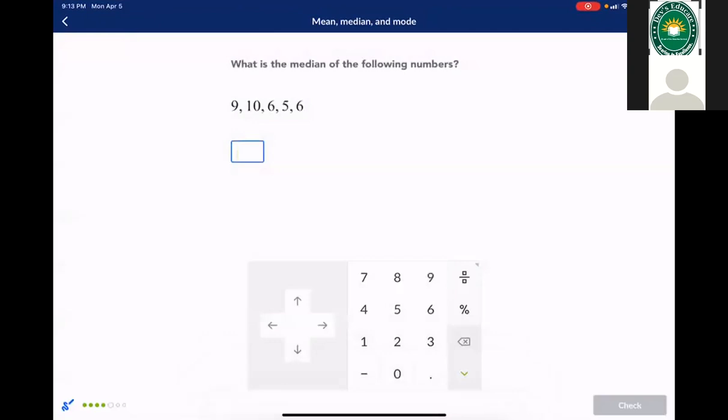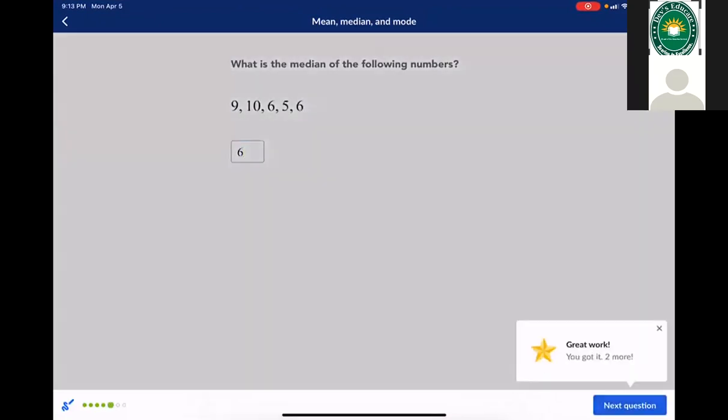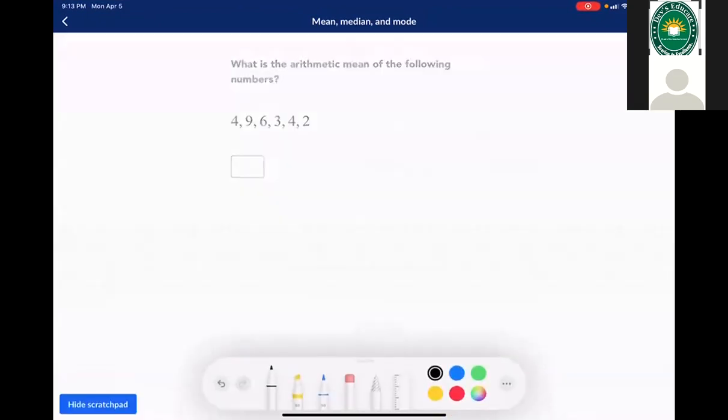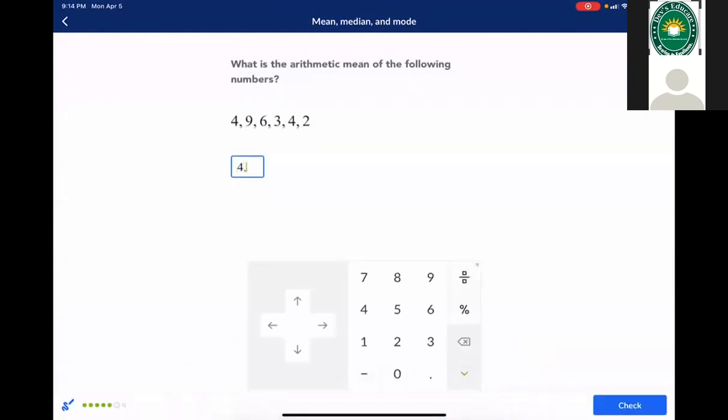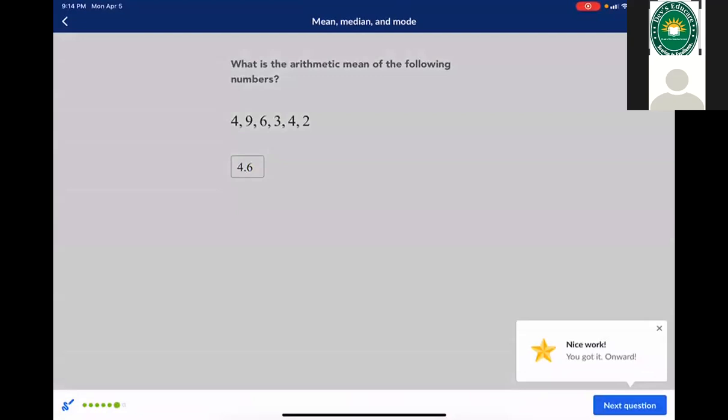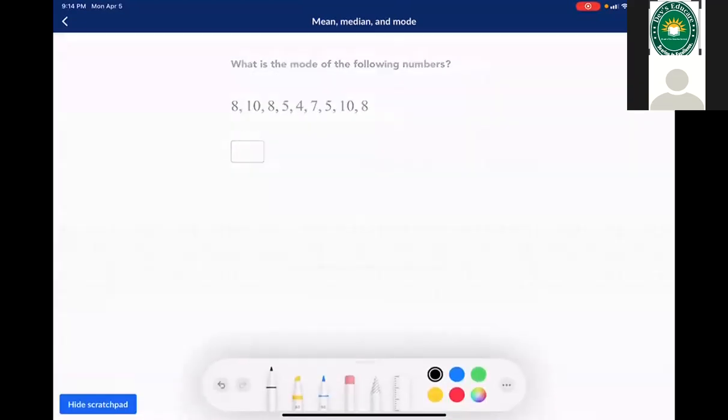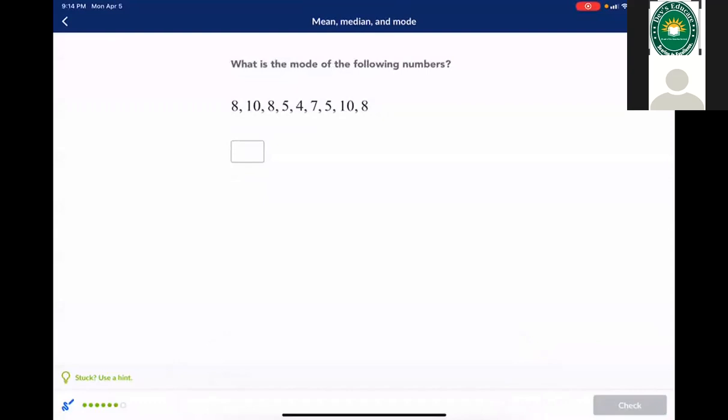13 plus 6, 19, 22, 28, divided by 1, 2, 3, 4, 5, 6. 28 divided by 6. 4.6. All right. Mode, 8. Yeah.